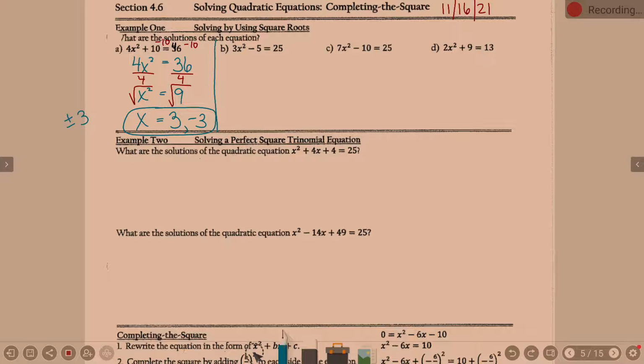As I said, I like these. These are easier than the factoring ones. They're easier than completing the square we're going to do later. I like these.